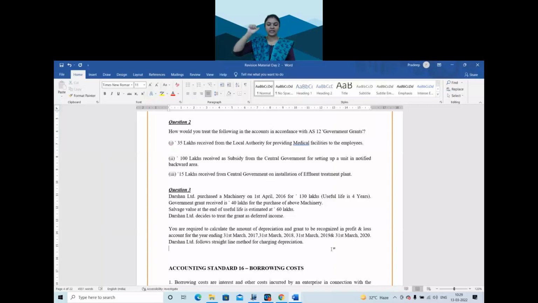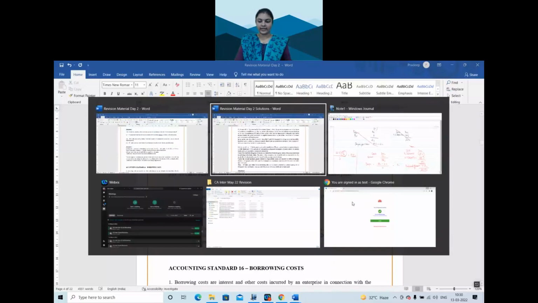17, 18, 19, 20. Okay, you're going to do the calculation part. Darshan Limited follows straight line method of depreciation. So for the 4 years, what will be the depreciation? This is a deferred grant method. So will the grant be adjusted with the cost of the asset? No, the grant will not be adjusted with the cost of the asset. So let's go ahead and calculate.